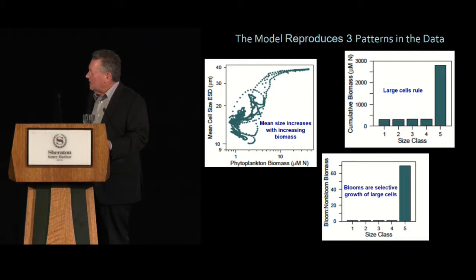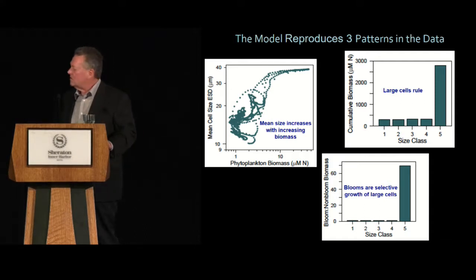And then the y-axis here is mean cell size. So the same pattern in the model that we saw in the data, as biomass goes up, cell size goes up. We're using the exact same size classes in the model as we are in the data. And if we partition the biomass that's produced in the model over the 3-year period into the 5 size classes, most of the biomass is produced by the large cells. So large cells rule in the model like they do in the data.